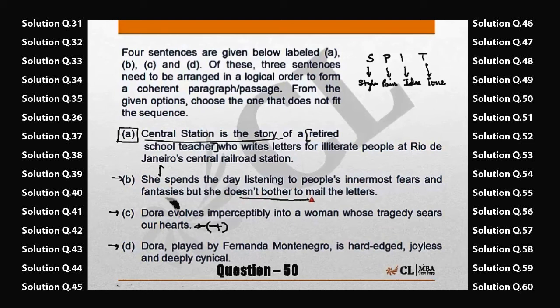but she doesn't bother to mail the letter. Slightly negative as a tone. If you look at D, Dora, played by Fernanda Montenegro, is hard-edged, joyless and deeply cynical. So again negative as a tone. So you have to eliminate B and D because their tone is almost similar. Our answer choice would be C. So A, B and D will form the sentences of the coherent paragraph, and C is what is out of place, because the tone is positive, and B and D's tone is slightly negative.